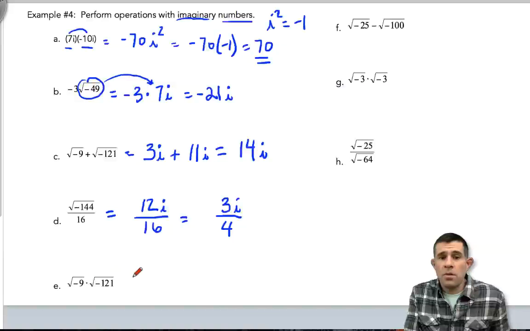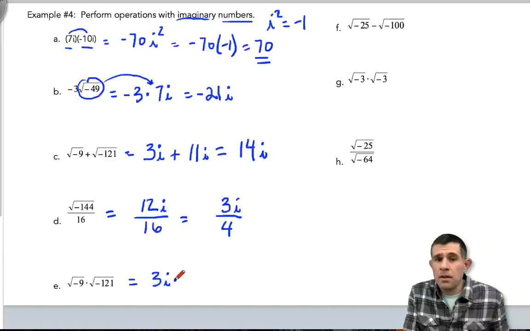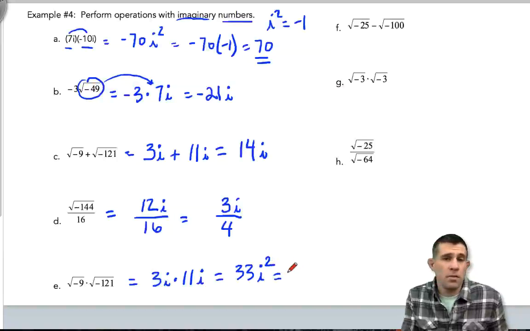Next, we're going to multiply these two. So let's simplify them first. The square root of negative 9 is 3i. And next is 11i. And so when we multiply those, we get 33. And i times i is i squared. And remember, we said i squared is equal to negative 1. So that's negative 1 times 33, which is negative 33.